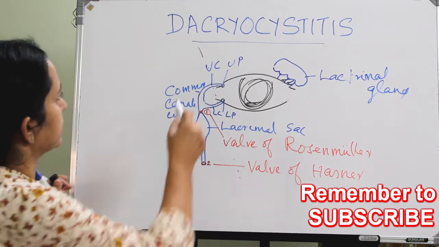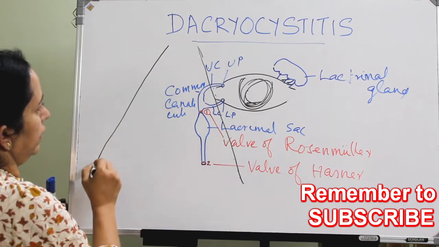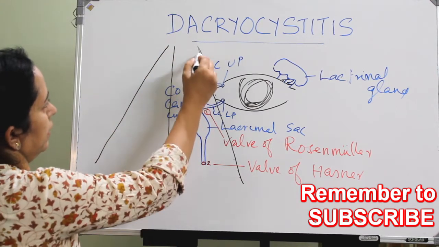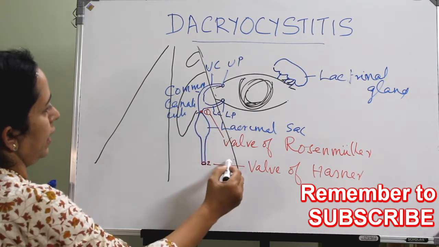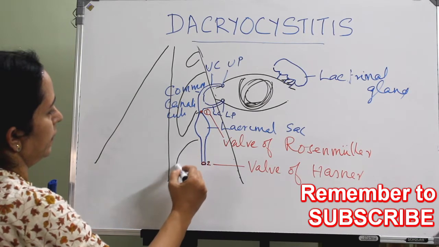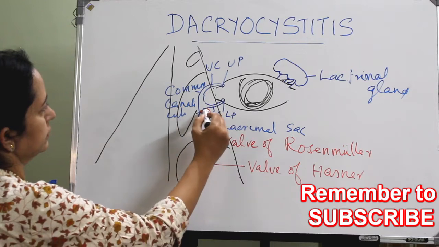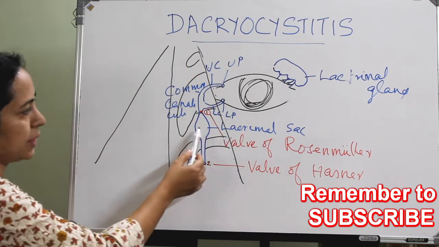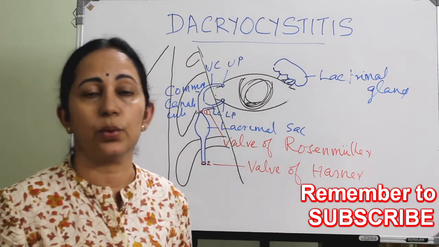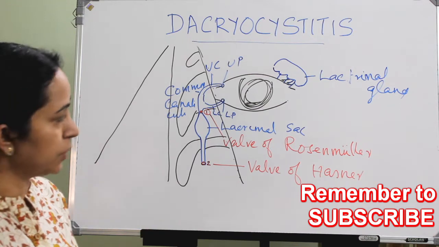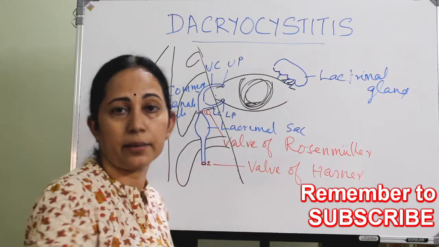And actually here comes the nose, your septum, superior turbinate, then the middle turbinate and also the inferior turbinate. Okay. So the lacrimal sac is actually in the middle meatus, and the valve of Hasner is where the nasolacrimal duct opens into the inferior meatus. Okay. So this is how the tears flow after production from the lacrimal gland.